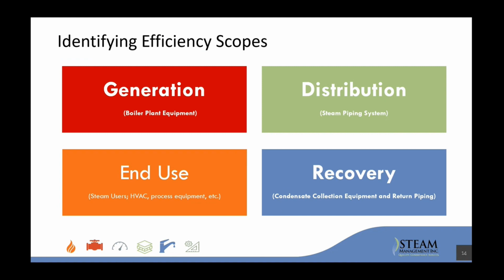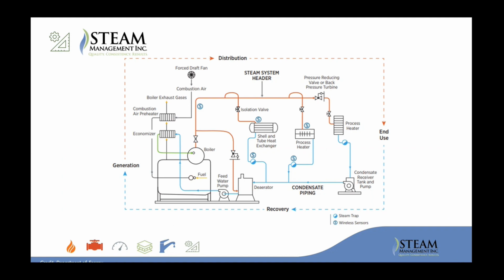And so once you send that assessment report out, that's kind of the end of the assessment. But I wanted to talk about some of the efficiency scopes that we see. We're going to split these into generation, distribution, end use, and recovery. You may remember this slide from our last quarterly webinar, but we're not going to get into as much detail on these as we did then. We just want to give a high level overview.